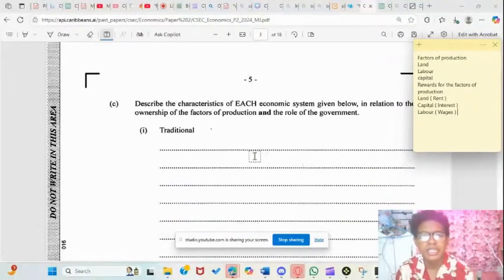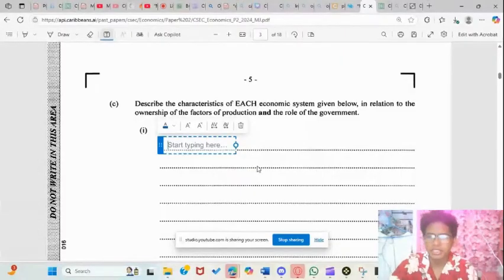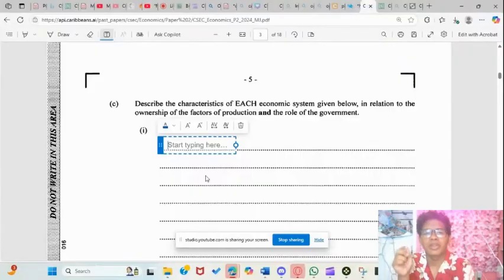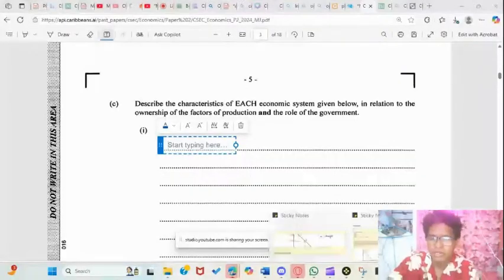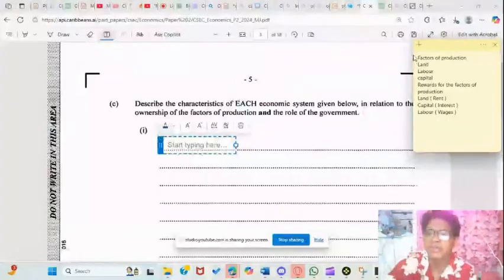So describe the characteristic of each of the economy systems given below in relation to the ownership of factors of production and the role of government. I have to do a little bit of writing right here, and I don't really like to write on these pages. I don't have a notepad pen, so I could literally just write it so you could see properly. But for now, we'll just use the notes to actually do that. Let me open up this a bit more.